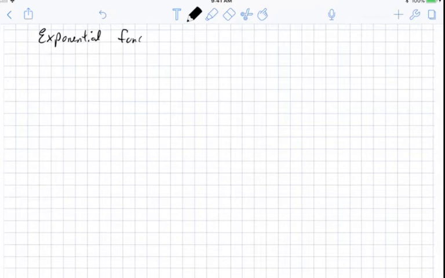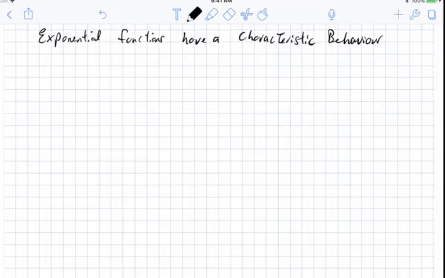Exponential functions have a characteristic behavior and shape. What is that? It looks like this.